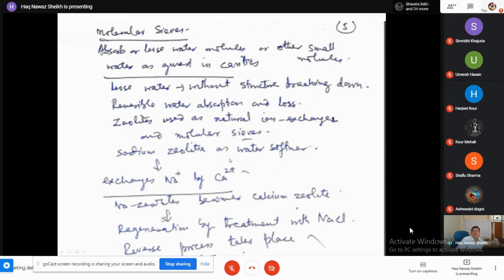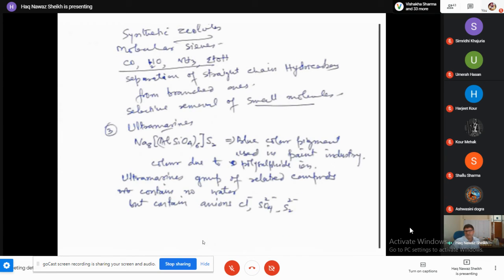So sodium zeolite was used as water softener. So exchange of sodium by calcium was taking place. Now sodium zeolite becomes calcium zeolite, and after some time it becomes dead. It does not serve as water softener. Then it has to be regenerated by treatment with NaCl, and the reverse process takes place. During that regeneration process, calcium is being replaced by sodium, and then it becomes ready to function as the ion exchanger again. So we have now synthetic zeolites and synthetic molecular sieves.